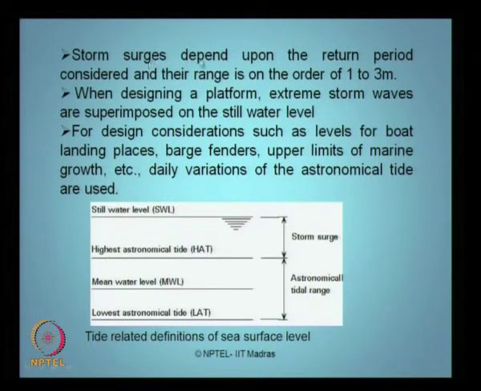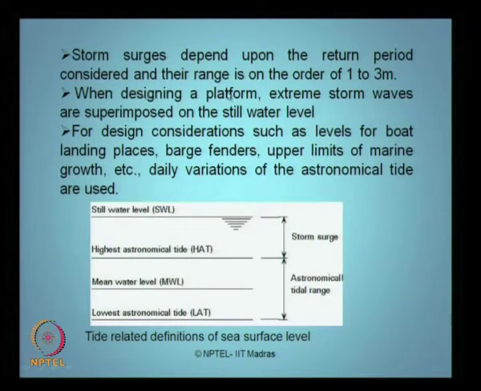This can be as high as 1 to 3 meters, whereas still water level and mean water level differ by a different value, which is added to the storm surge and the effect of astronomical tidal range on this. So depending upon what is the lowest and highest astronomical tide, your astronomical tide range will be fixed, and the mean value of this added to the storm surge will be the difference between the mean water level and still water level.